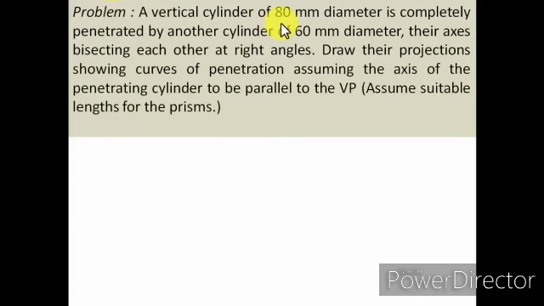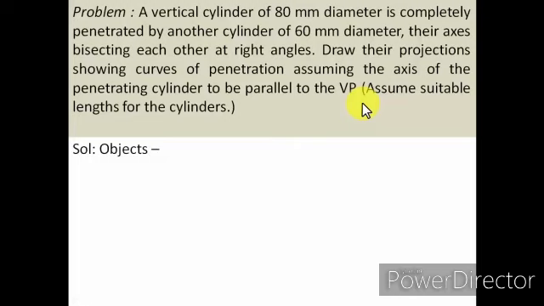Of 80 mm diameter is completely penetrated by another cylinder of 60 mm diameter, their axes bisecting each other at right angles. Draw their projections showing curves of penetration, assuming the axis of the penetrating cylinder to be parallel to the VP. Assume suitable lengths for the cylinders.